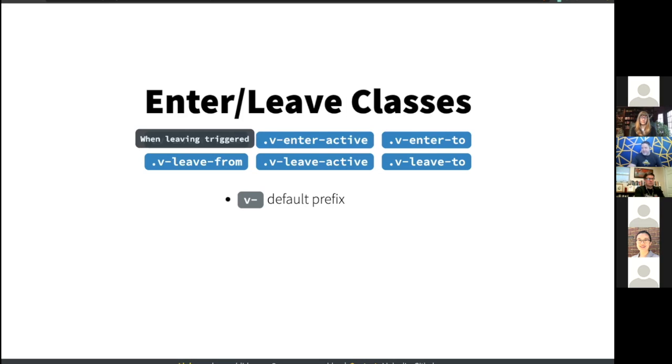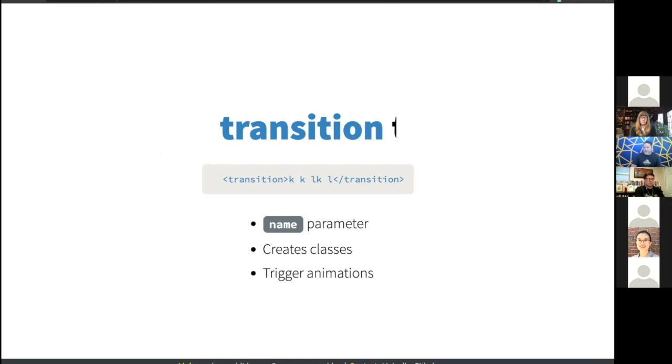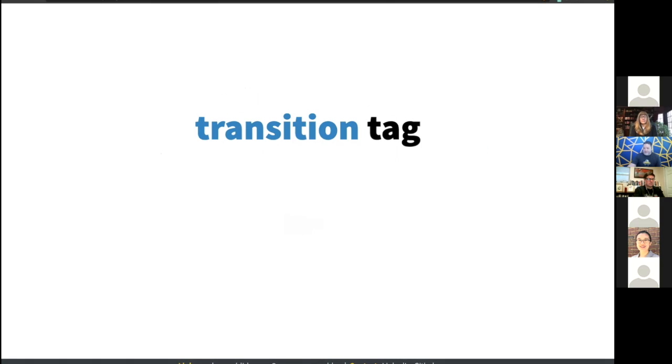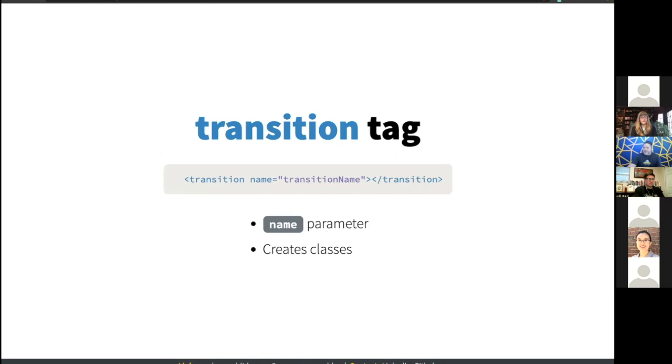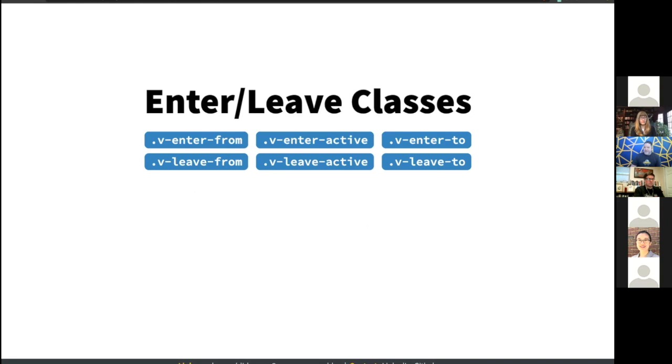And if you create a tag with a name parameter, like we had before, so say that you call this Bob or something, then when it generates these classes for you, the classes would actually be named Bob-enter-from, Bob-enter-active, Bob-enter-to. If you don't include a name, then it'll just use v- as the default prefix.